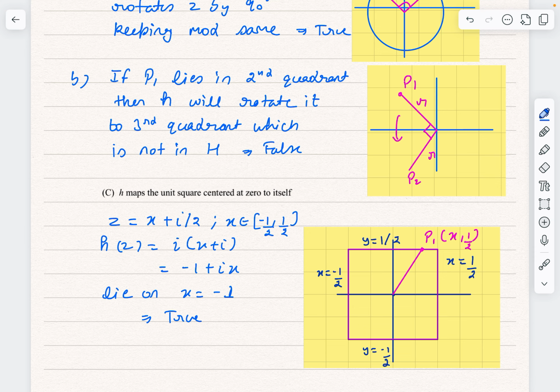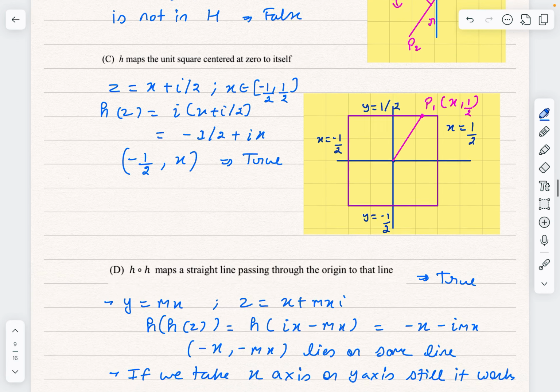Now if you multiply with iota, we get minus 1 by 2 plus iota x. You see the coordinates of the point will become minus 1 by 2 comma x. And you can see minus 1 by 2, that means it will lie on this line. X is the y coordinate, which will lie between minus half and half. So the point after rotation will come on this line. So it will still lie on the square itself. So this statement will also be true.